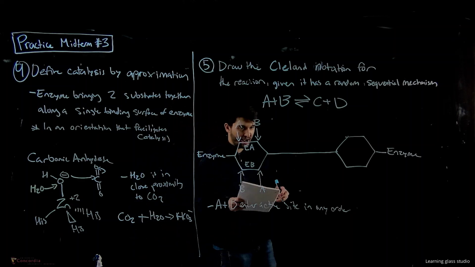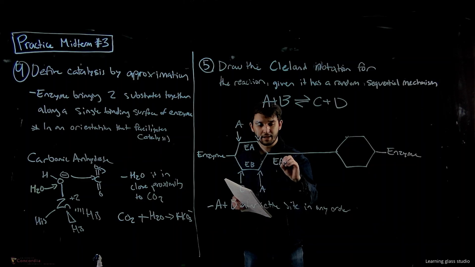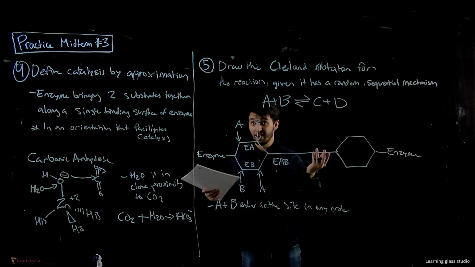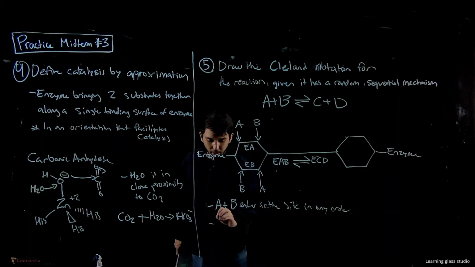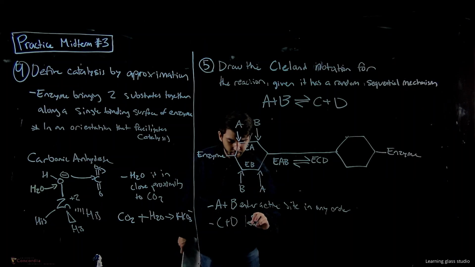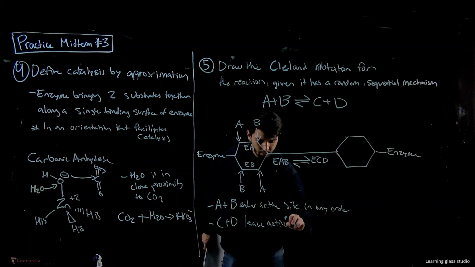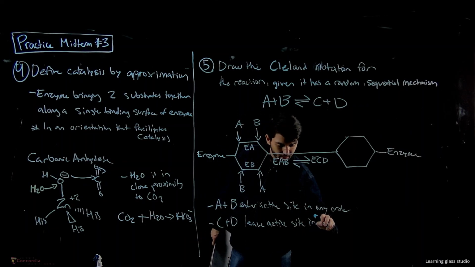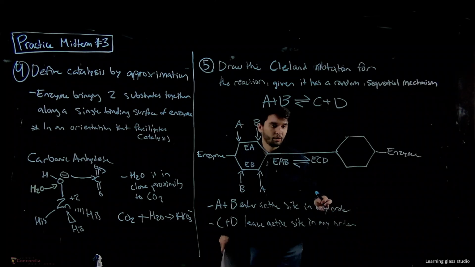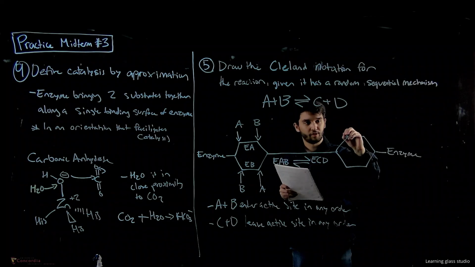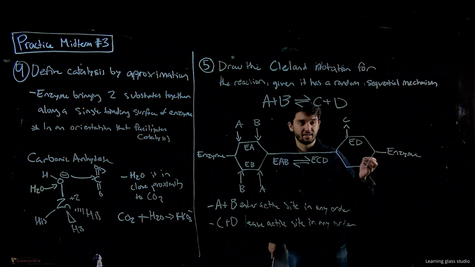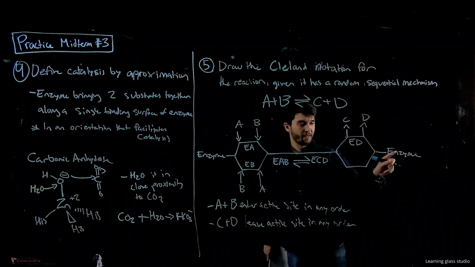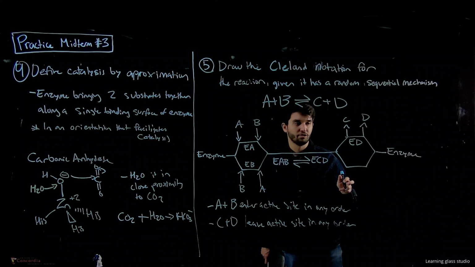So now the enzyme is bound to A and B at this point, after it's bound both substrates in any order, and then it will react to form enzyme bound to the products, C and D. So C and D leave the active site in any order. So let's say C leaves first, right? When C leaves first, we're left with the enzyme bound to just product D. So then D can leave second. And then that just leaves us with just the enzyme, nothing bound to it.